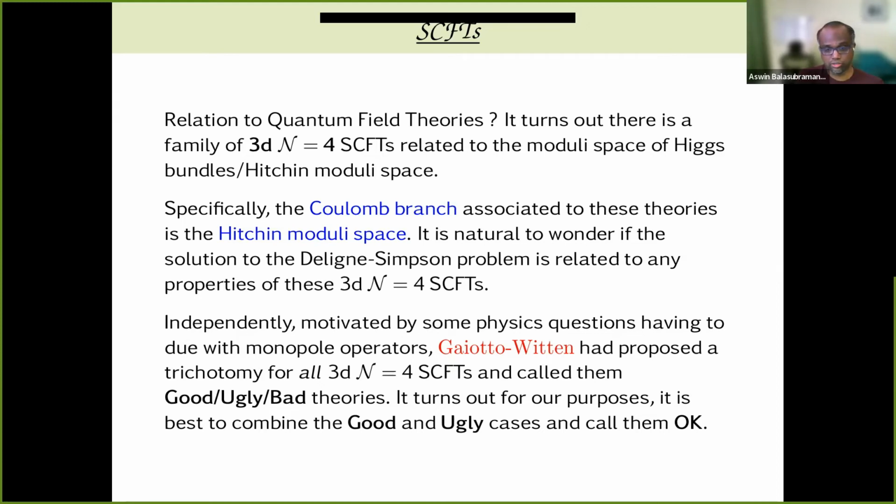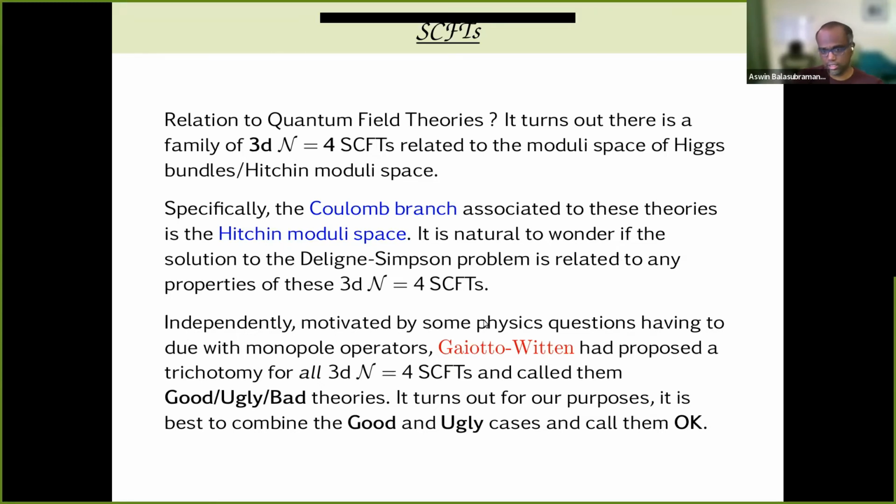So far, this has been a story about a pure math problem. What is the connection to quantum field theory? In particular, I had the word superconformal field theory in the title. So it turns out there's a class of 3D N equal to 4 superconformal field theories related to these moduli spaces of Higgs bundles. In particular, the Coulomb branch of these theories is this Higgs moduli space, which is also called the Hitchin moduli space. So given this, it's natural to wonder if the solution to the Deligne-Simpson problem is related in some nice way to some properties of these quantum field theories.